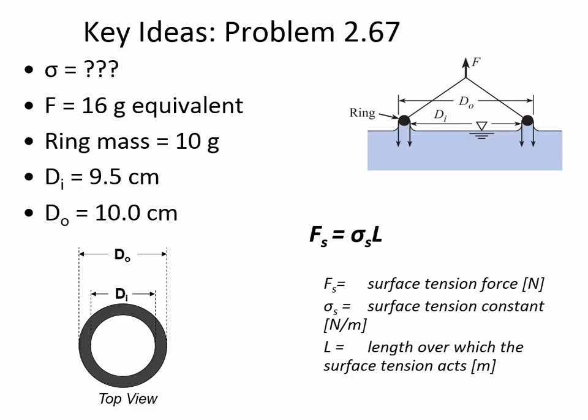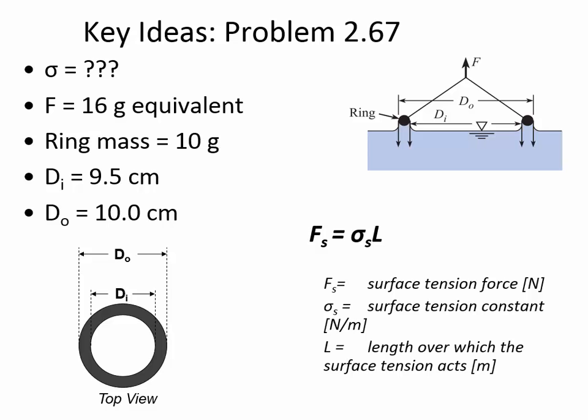Grams is a unit of mass. So in the problem statement it says that it's being lifted up with a force equivalent of 16 grams. And so you need to convert that to an actual force by going from grams to newtons: divide by 1,000 to get kilograms, then multiply by 9.81, which is g, and that'll give you the force that they're lifting up with. The ring mass is given, so what does that enable you to calculate? Well, that's not the force of the tension, that's the weight of the object that's acting downward.